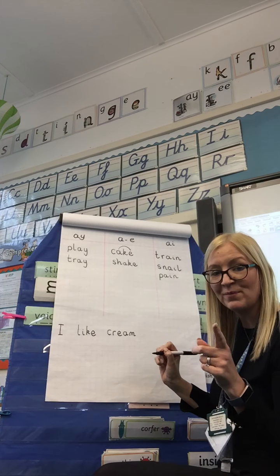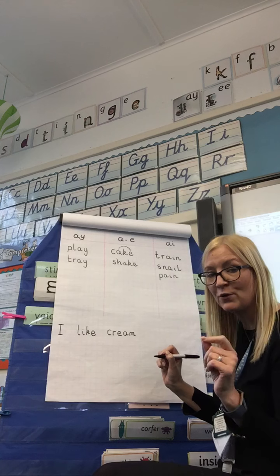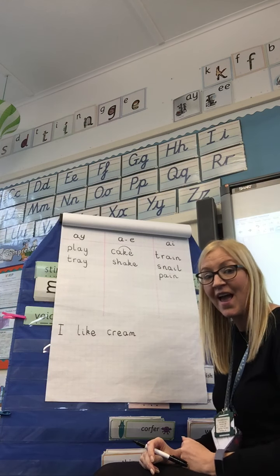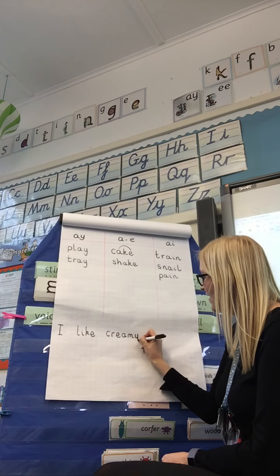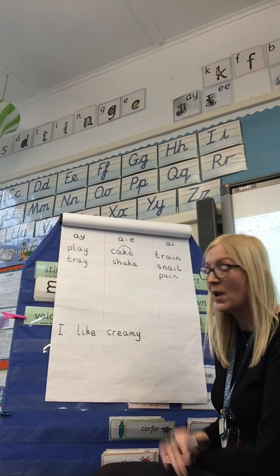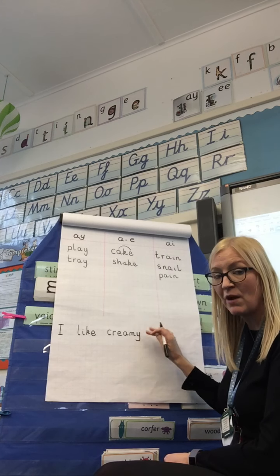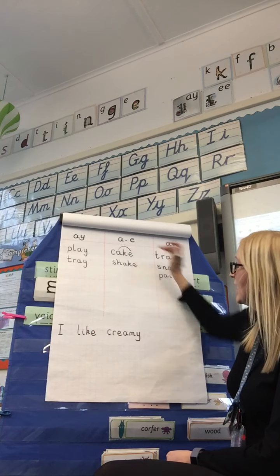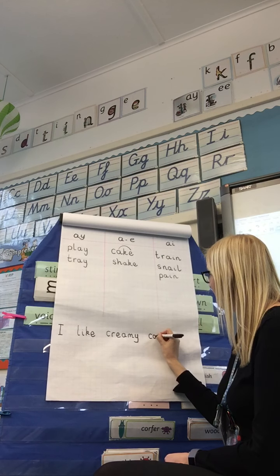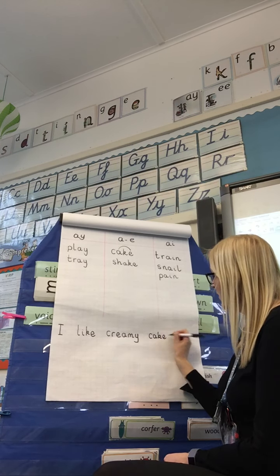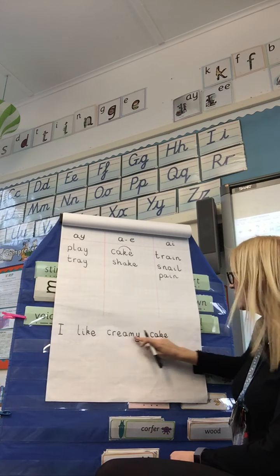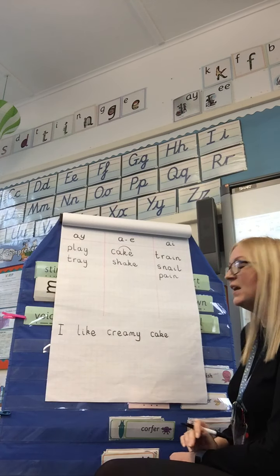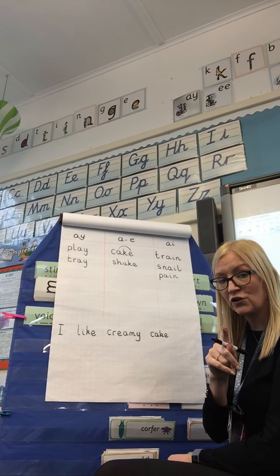Who can remember what sound we normally use to represent the E on the end? Can you tell the person sitting next to you? Yes, we use this letter, don't we? Not all the time, but most of the time we use the Y to represent the E sound on the end of words. So I like creamy cake. So there's my noun, my naming word, and there's my adjective, which is describing my noun. I like creamy cake.